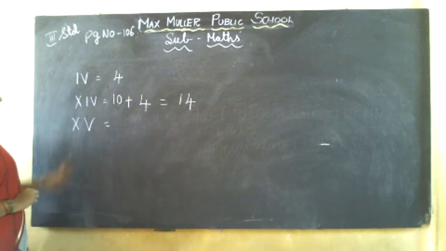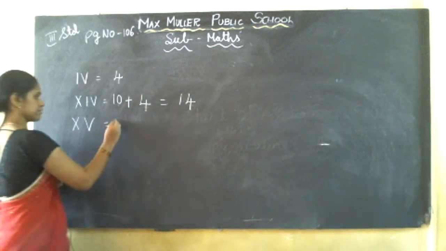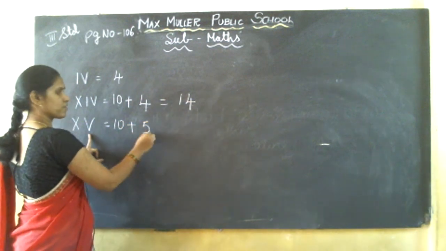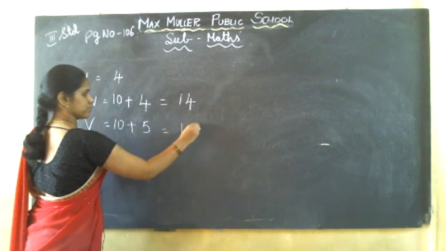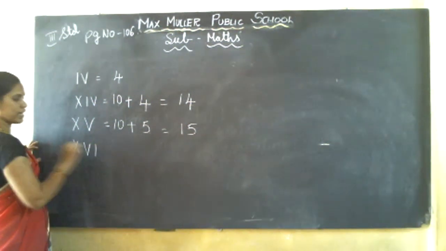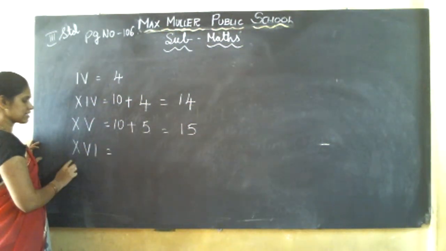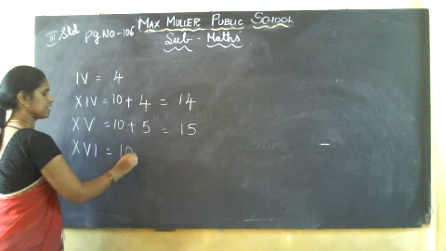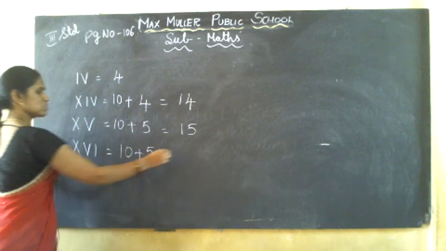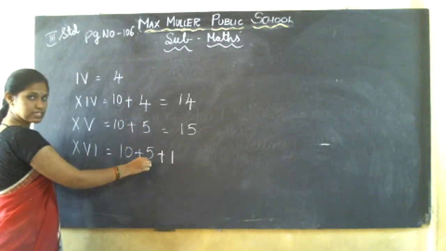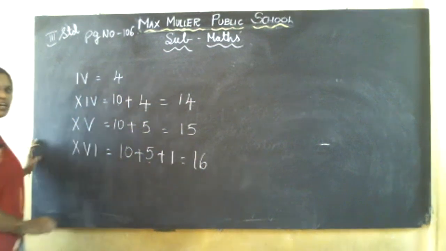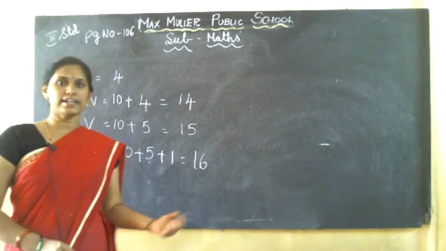For example, XV. If they give it like this, X means how much? 10. Plus V means how much? 5. 10 plus 5 is how much? 15. Understood all of you? Then XVI. If they give it like this, X stands for 10 plus V means 5 plus I means 1. 10 plus 5 is 15. 15 plus 1, 16. Understood?